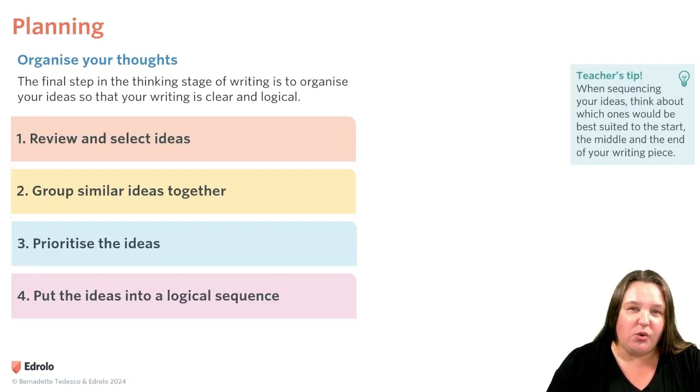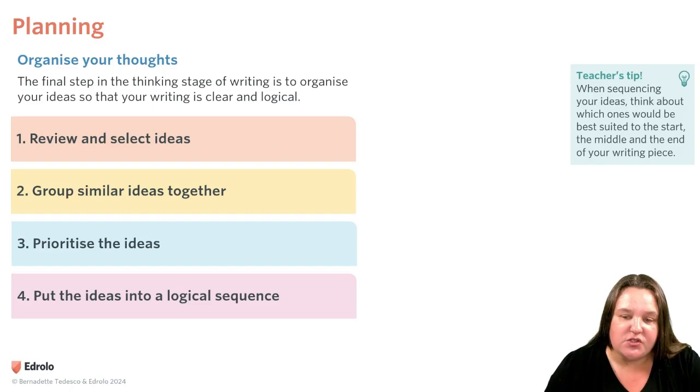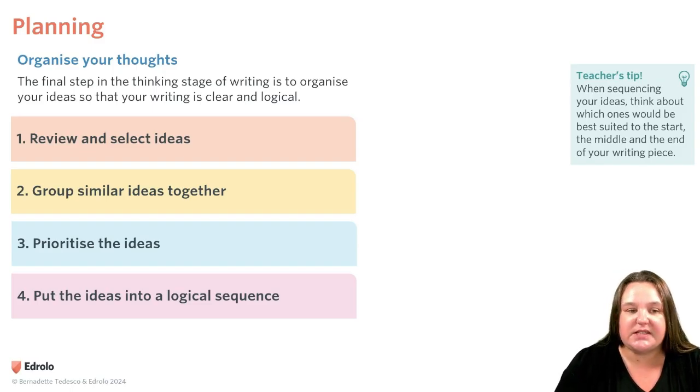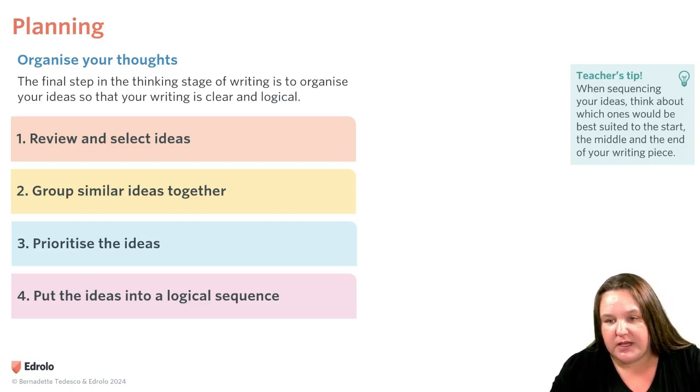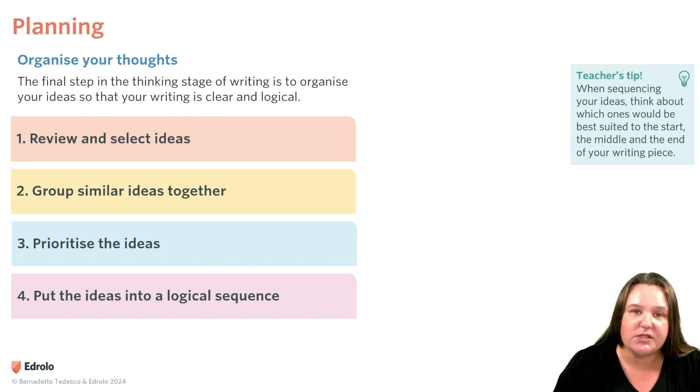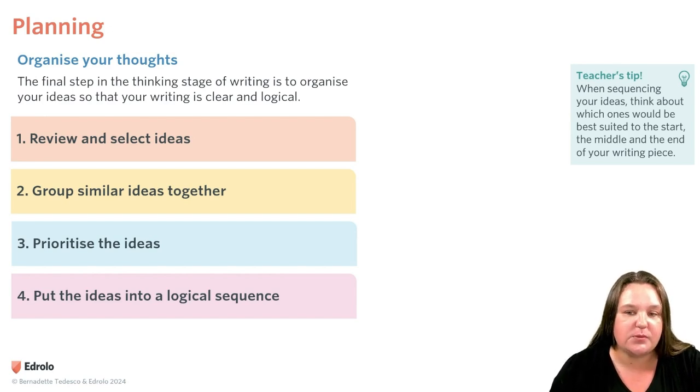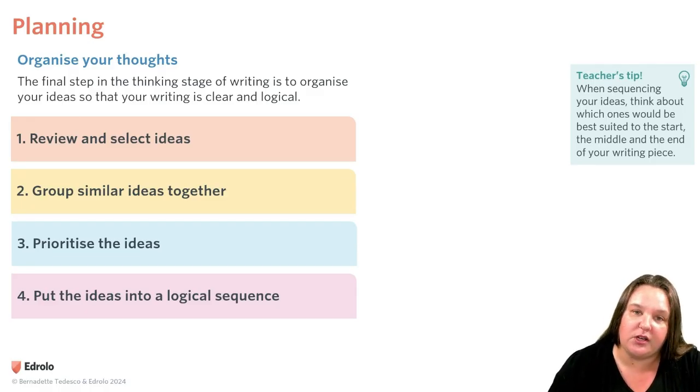Once you have done all of this thinking, all of these brainstorms and annotations, all of these little activities to help you think about your context and who your audience is, what form you want to use, the next step is to actually organize your thoughts. This is actually the final step in the thinking stage of writing. Organize your ideas into a clear and logical order.